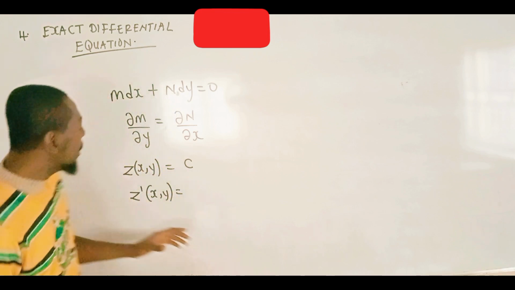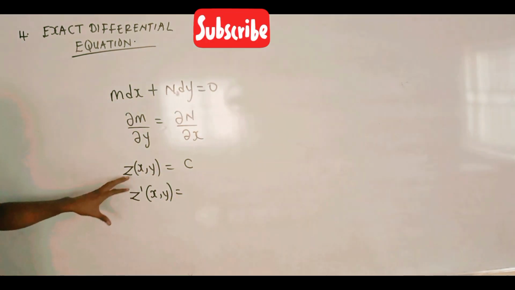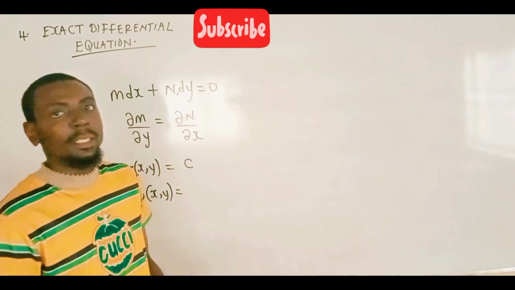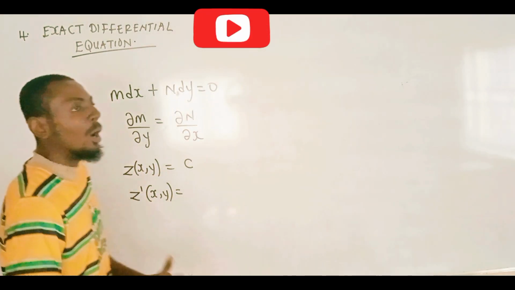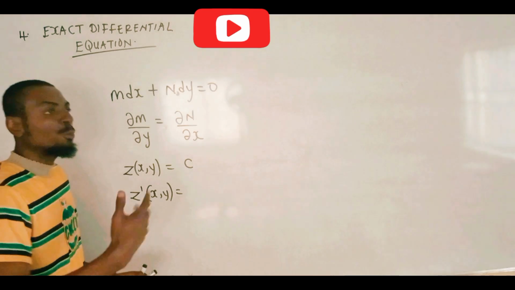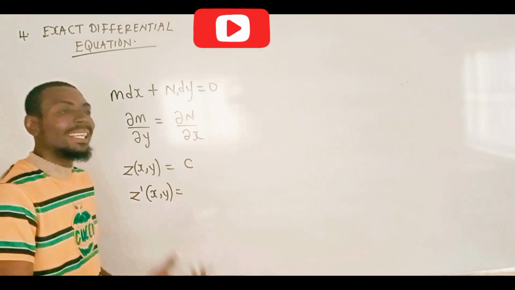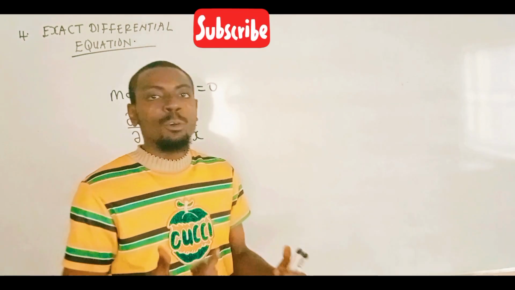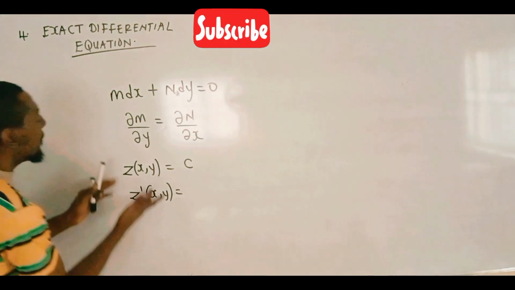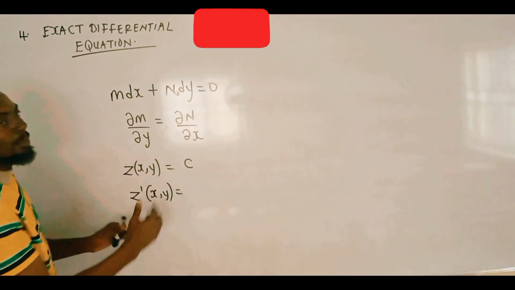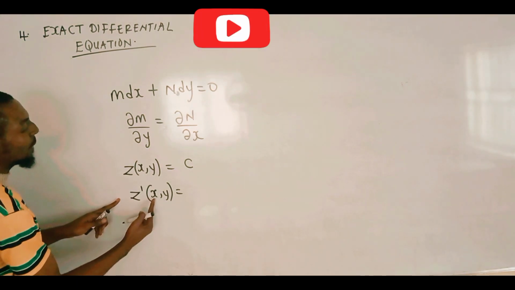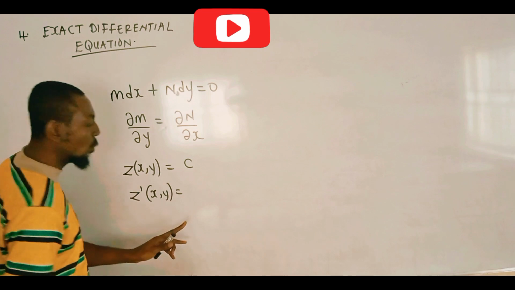You understand? So now, I am going to remind us how an implicit function is differentiated, where I want to form an exact equation using an implicit function. Okay, so given this implicit function to be equal to some certain constant, the differentiation is going to be with respect to x as well as with respect to y.